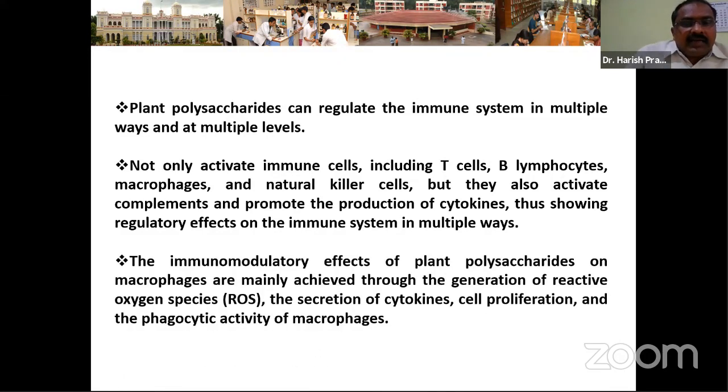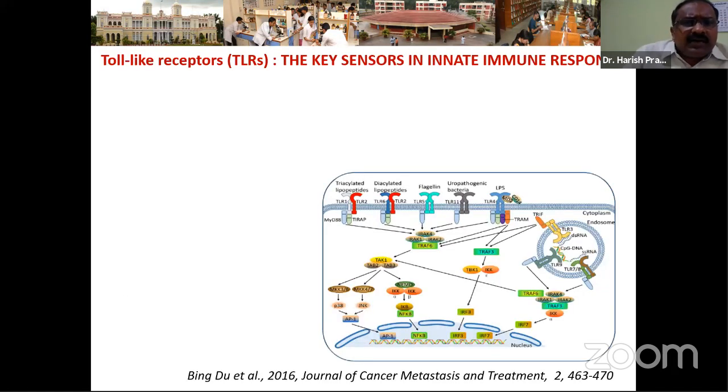Again, as I told, how does it do the immunomodulation? Most often it has been shown to be through generation of ROS or secretion of cytokines. In turn, cell proliferation also occurs, and phagocytic activity of macrophages has also been shown. I'll show you more detail in the work which we have also done. How do these ligands or polysaccharides interact with these immune cells, like macrophage cells? Especially, I have taken macrophage cells as an example most of the time here.